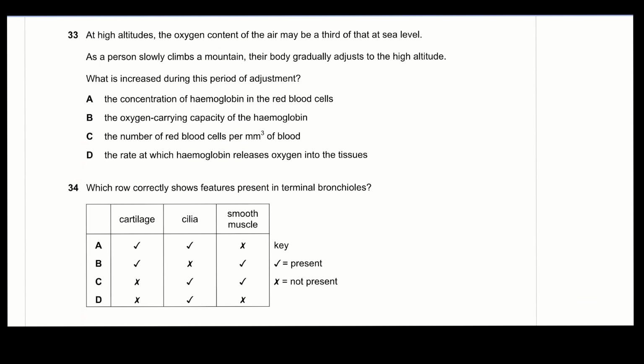33. At high altitudes, the oxygen content of the air may be a third of that at sea level. So there's a lower partial pressure of oxygen. As a person slowly climbs a mountain, their body gradually adjusts to the high altitude. What is increased during this period of adjustment? A. The concentration of hemoglobin in red blood cells. This is incorrect. The concentration of hemoglobin does not increase. B. The oxygen carrying capacity of hemoglobin. This is incorrect because the affinity does not change at all. Let's write here, affinity is not altered.